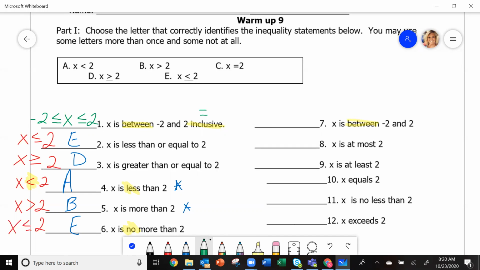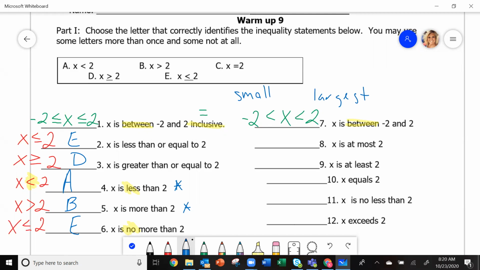Then number 7 says that X is between -2 and 2. This time it doesn't say that it's equal to. So you're just going to write -2 less than X less than +2. Your symbols are always going to be the less than symbol if the X is in between, if you put the smallest number to the left and the largest to the right. Sorry, that didn't look good when I wrote it, but that's okay.